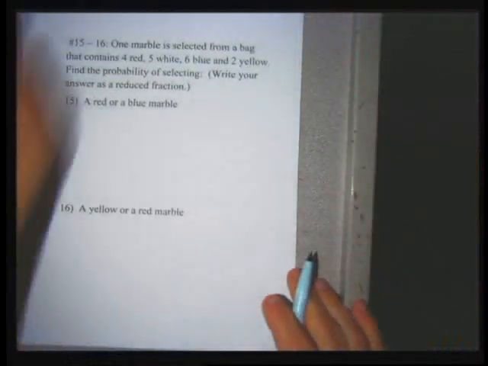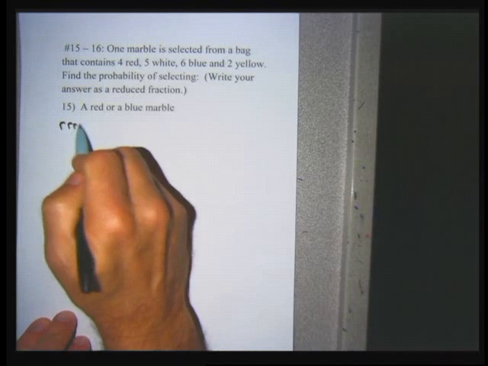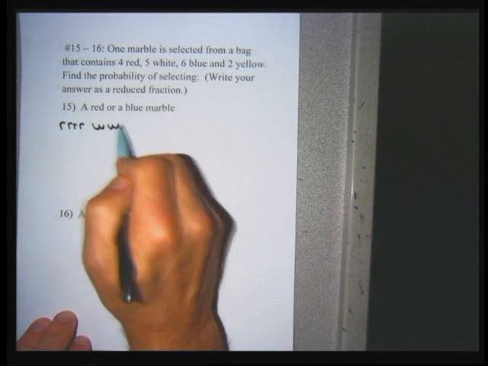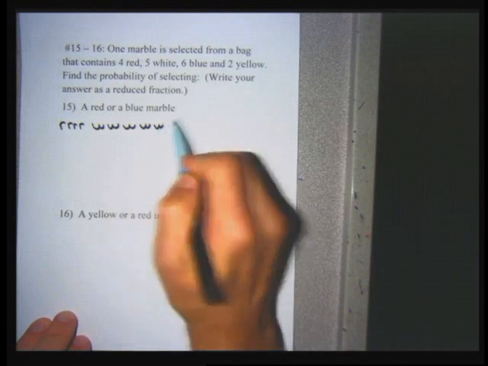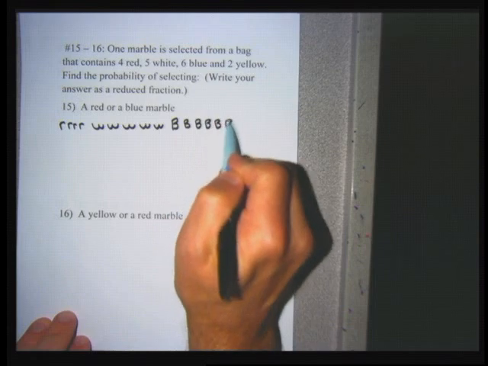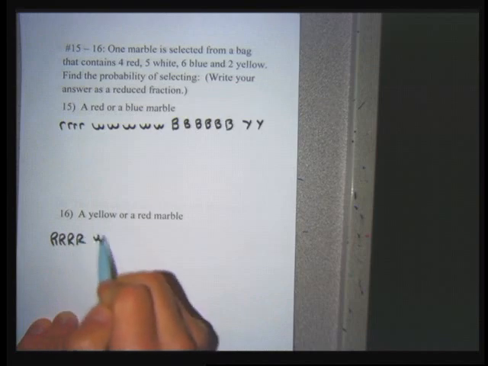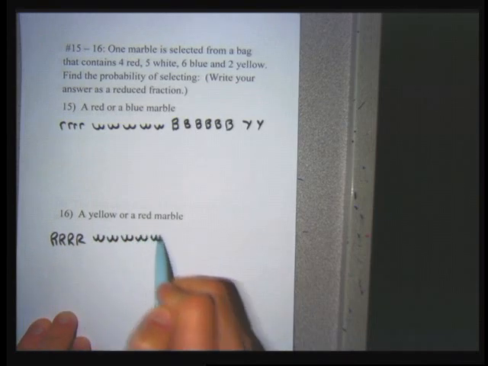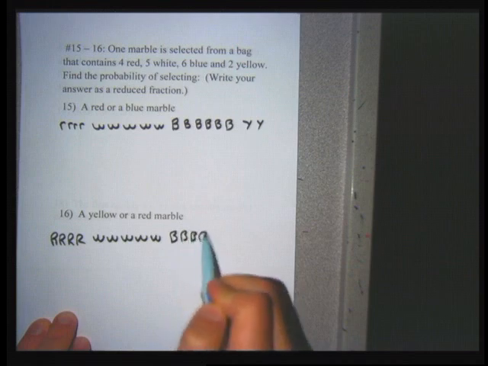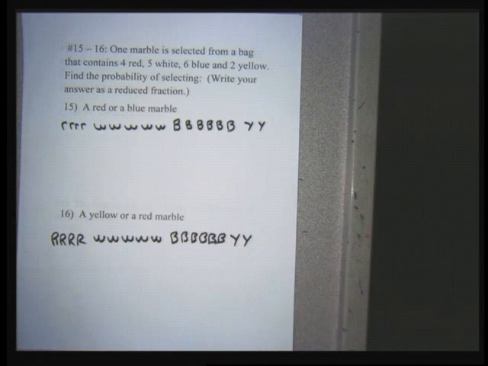And more OR problems. Really loaded up these OR problems. So we have a jar of marbles that has 4 reds, 5 whites, 6 blues, and 2 yellows. I think I did a ton of these problems because historically these aren't the best problems on the test, so I just wanted to hammer them down.